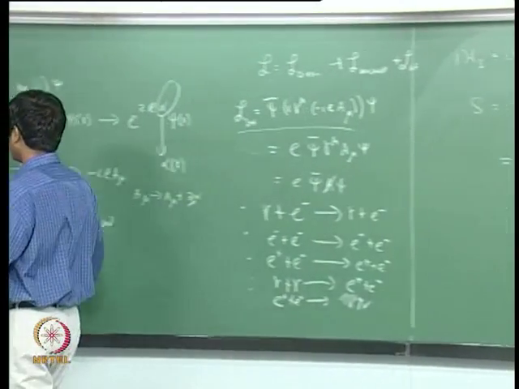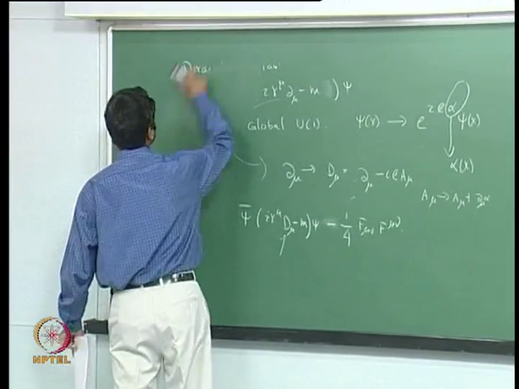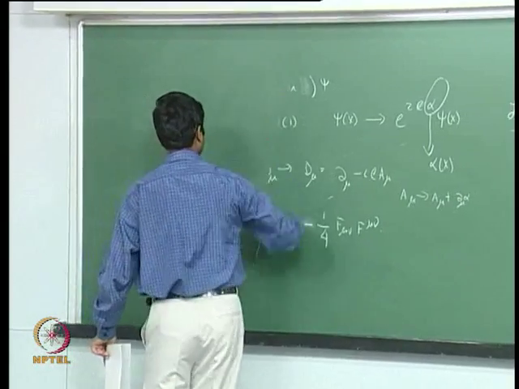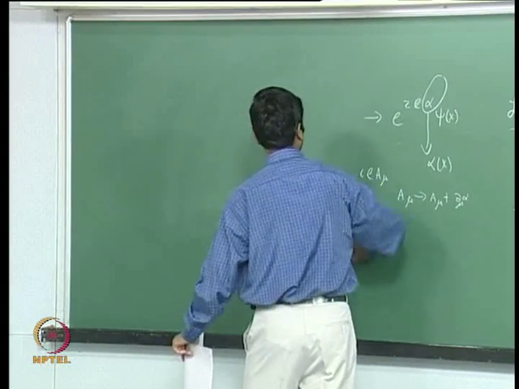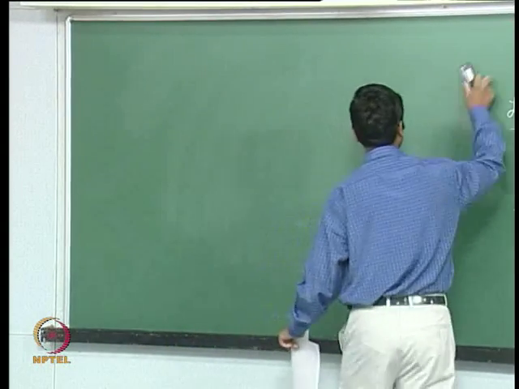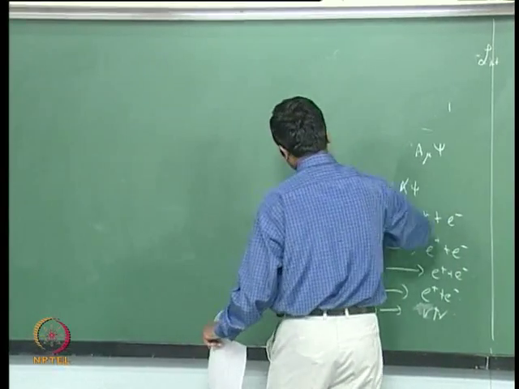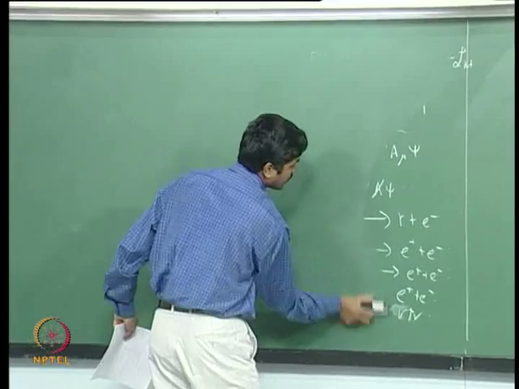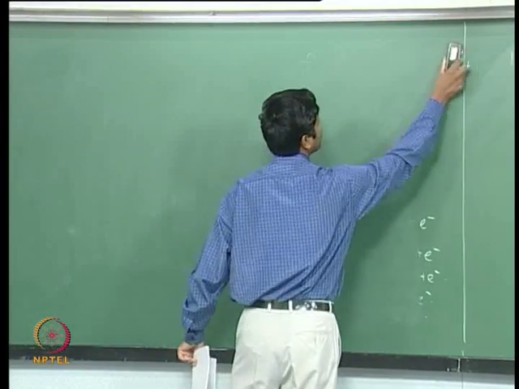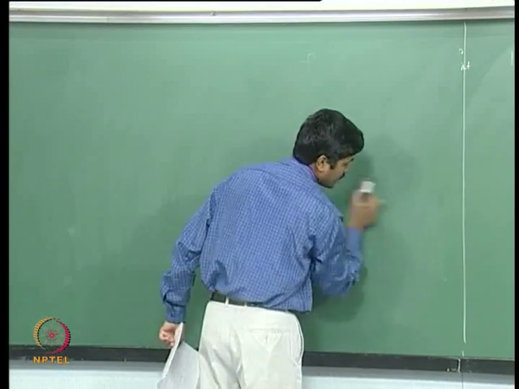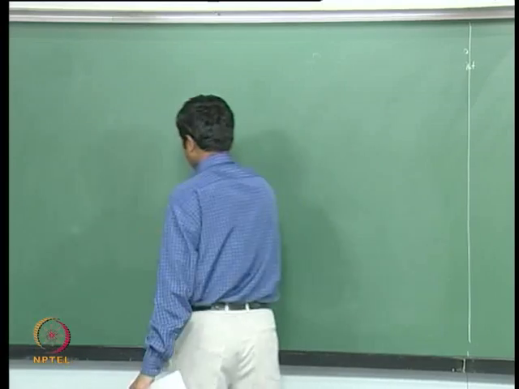So let us look at the second term in the expansion, which I will call the first order term, because it is linear in E, and the third term in the expansion, which is quadratic in E, which I will call the second order term.